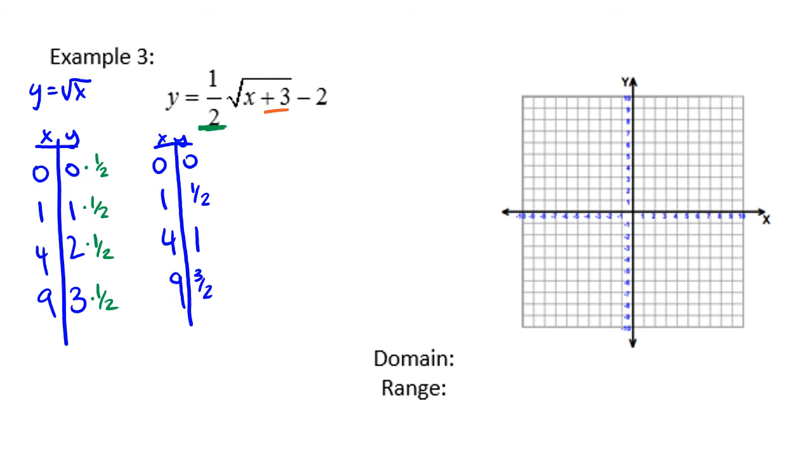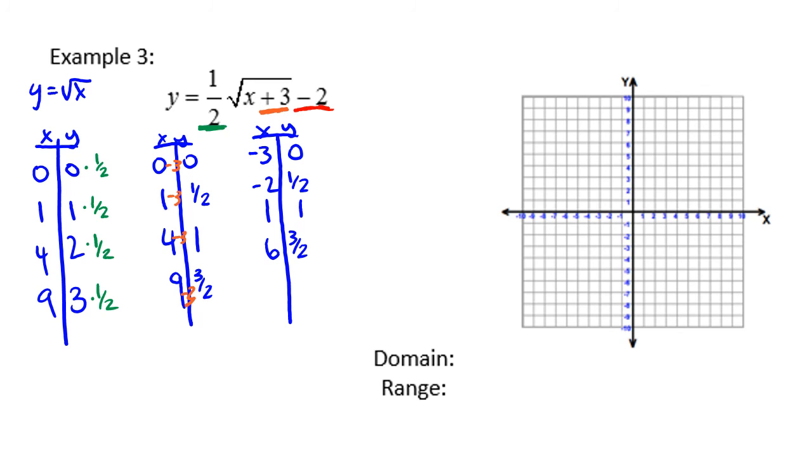Our second value says plus 3, our horizontal shift. We need to do the opposite. So we're going to subtract 3 from each x value. That creates our next table of -3, 0, -2, 1/2, 1, 1, and 6 and 3/2.